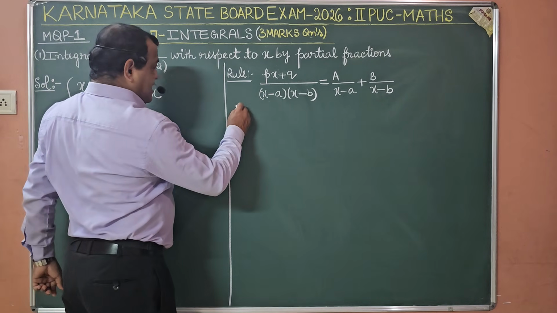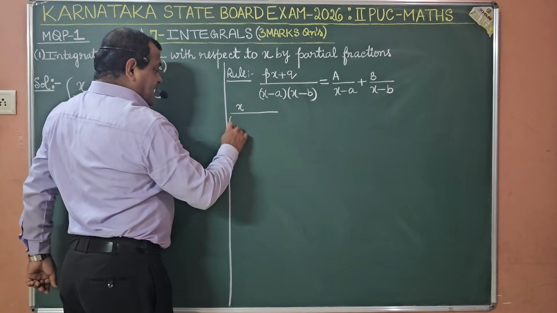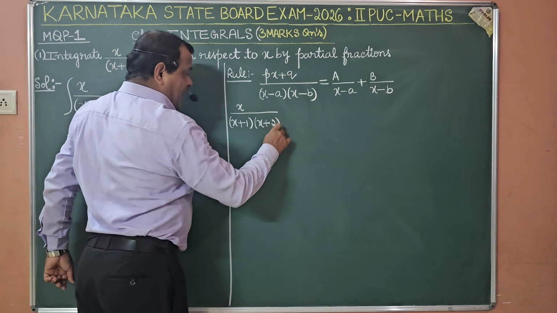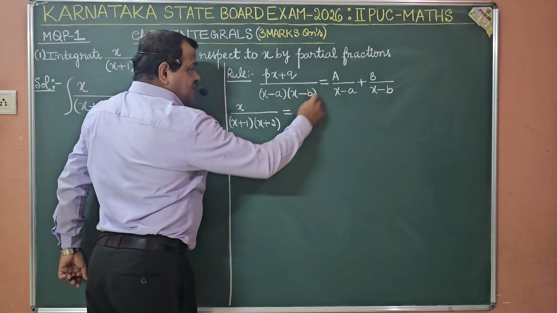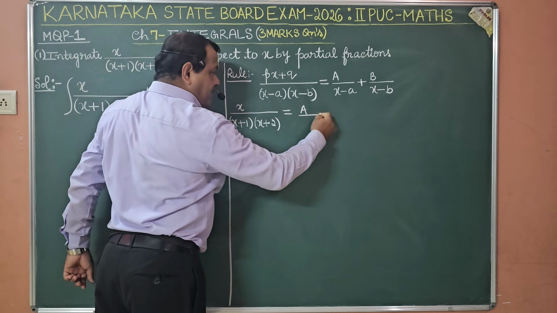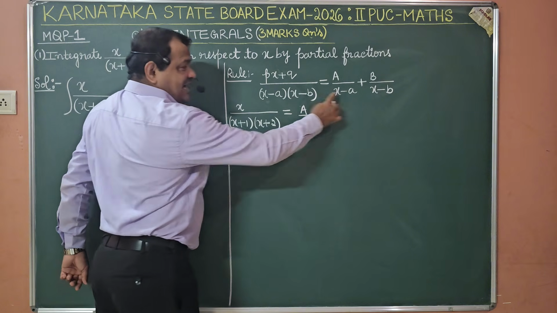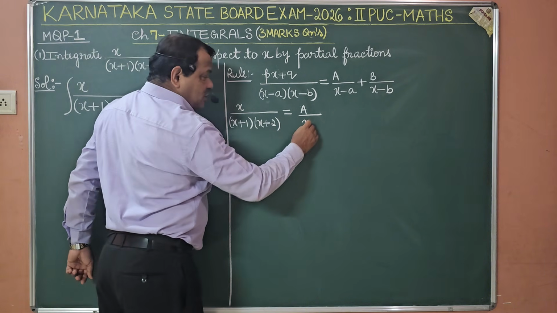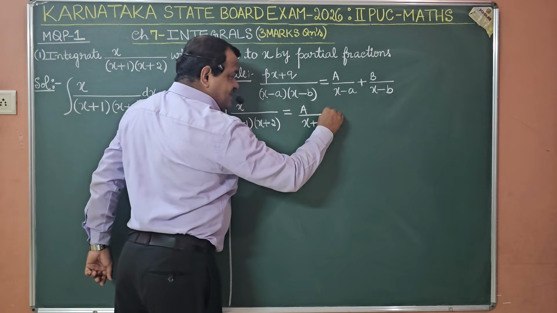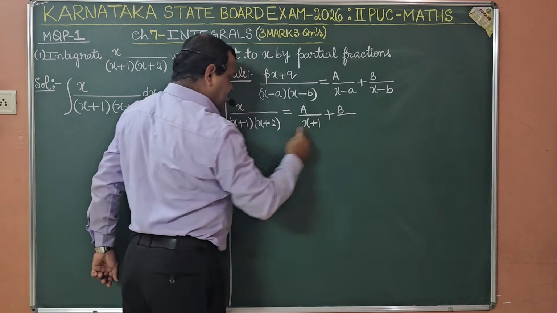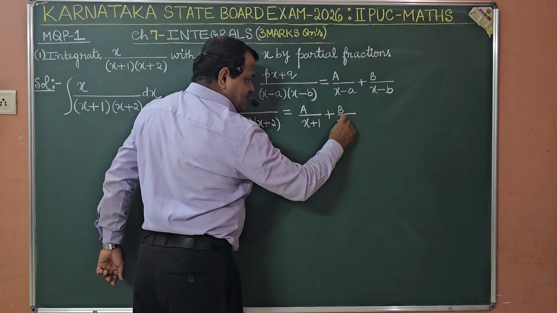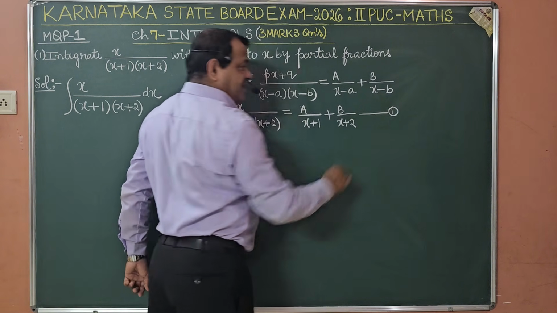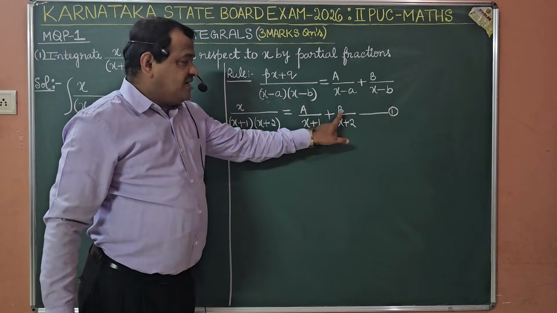Now I will begin. We have x by x plus 1 into x plus 2. This can be written as unknown A by, here we have written x minus a, but in place of x minus a, I have x plus 1. So A by x plus 1 plus B by the second linear factor x plus 2. And this I call equation 1. My aim is to find A and B.